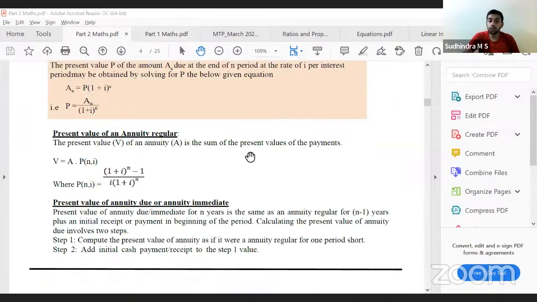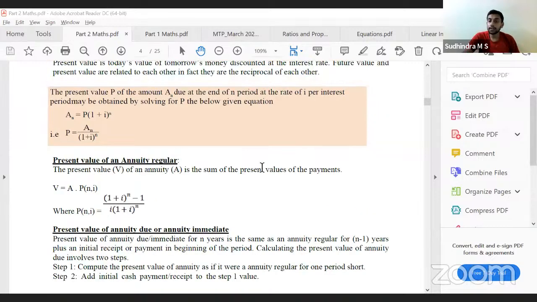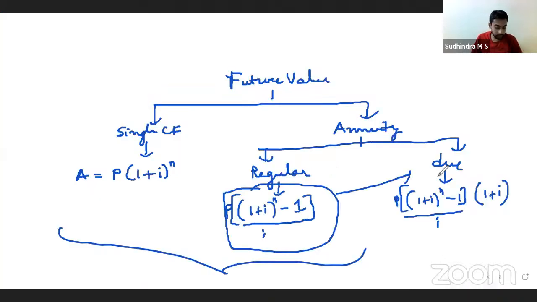In case of annuity due, what do we do? In case of annuity due, annuity regular plus initial installment would be the present value. Annuity regular plus initial installment would be the present value. So this is for future value. Those who are still writing, write down. Then we will move on to present value.